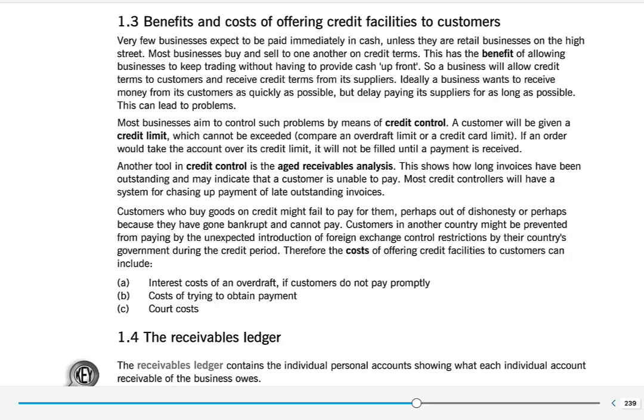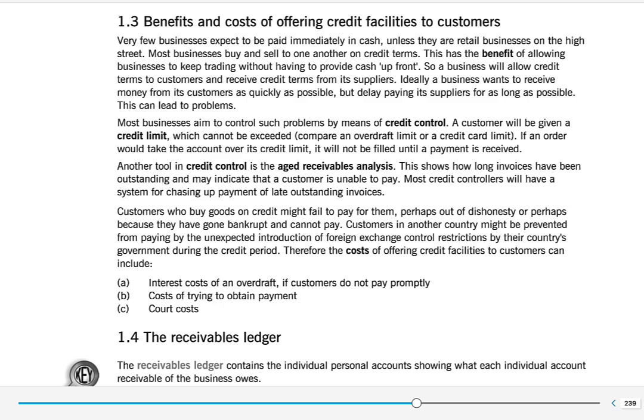Tool 2, aged receivables analysis. This is a report that shows how long invoices have been outstanding. It helps the business identify slow payers and focus collection efforts. Aged receivables analysis is like a warning dashboard. It shows you where trouble is growing.